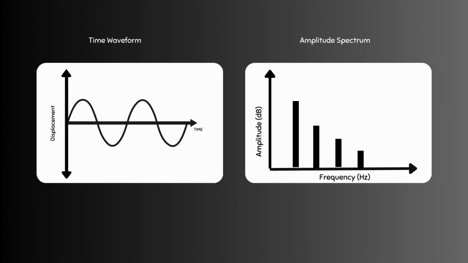A quick note about some of the graphs that we've seen and will be seeing in the next portion of the video. I've described sound using what are called time waveforms, where the displacement of a wave is measured over time. Next in this video, I will be referring to amplitude spectrums, where frequency is measured as a function of amplitude.